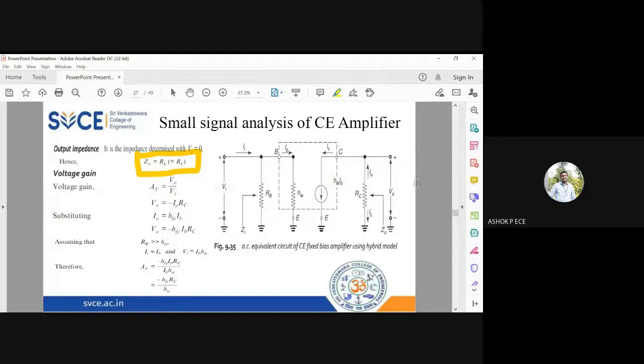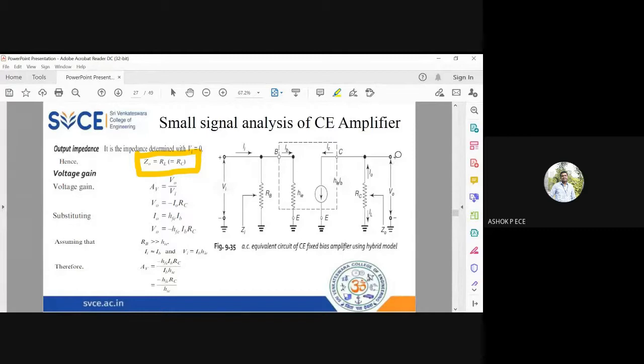Output voltage is measured across what? RC, sir. RC. So by Ohm's law, what is V naught? V naught equal to I naught into RC. But see how am I measuring V naught?